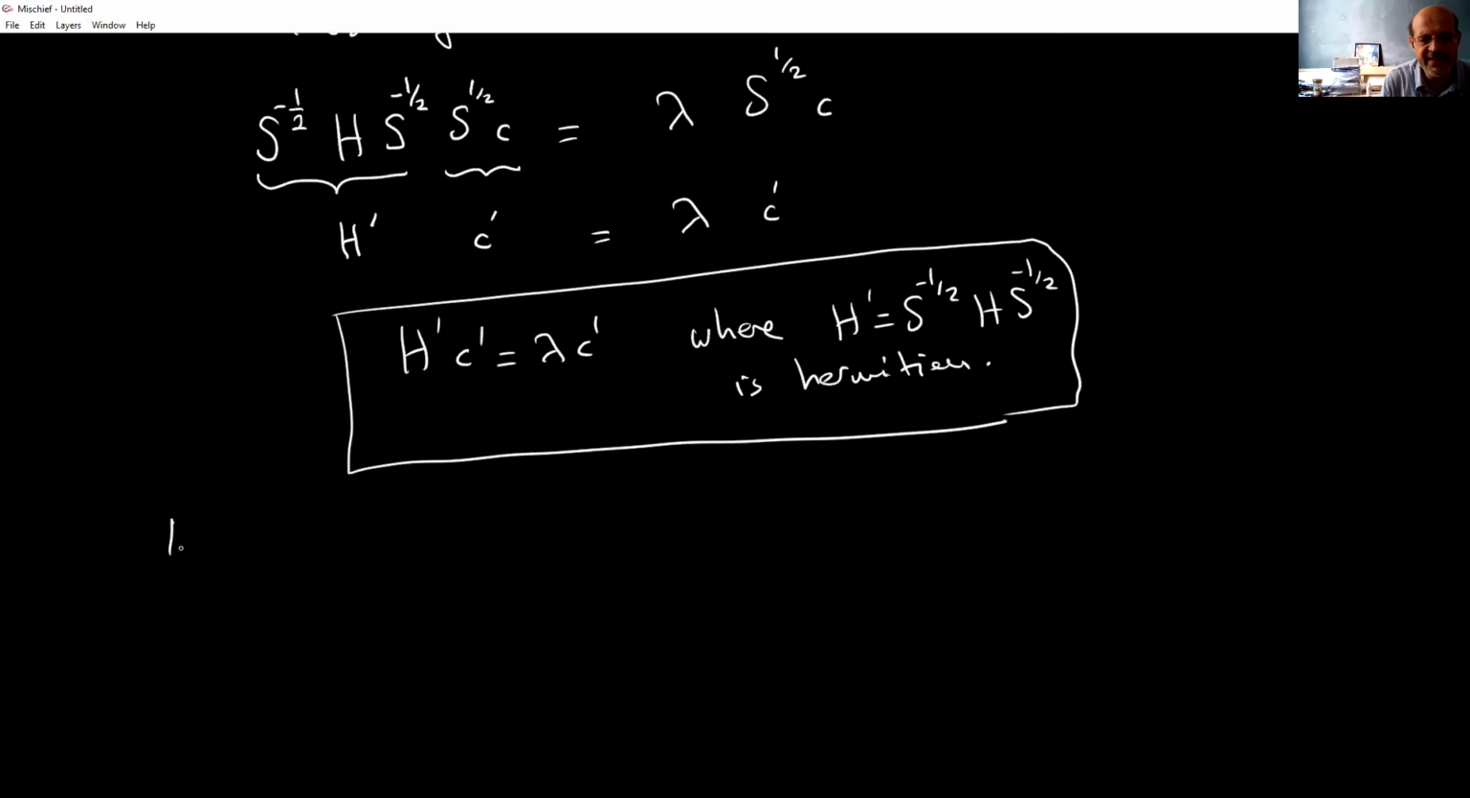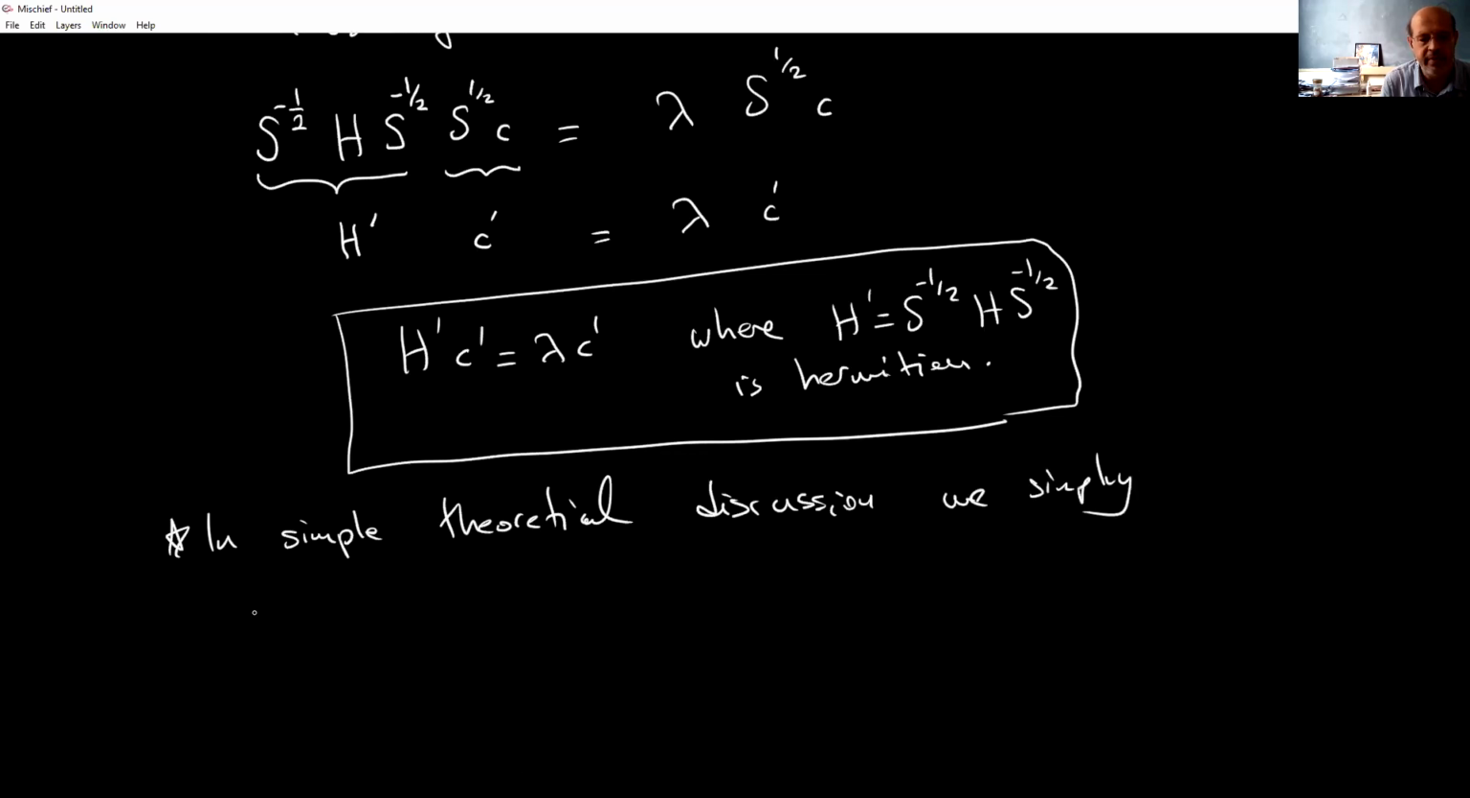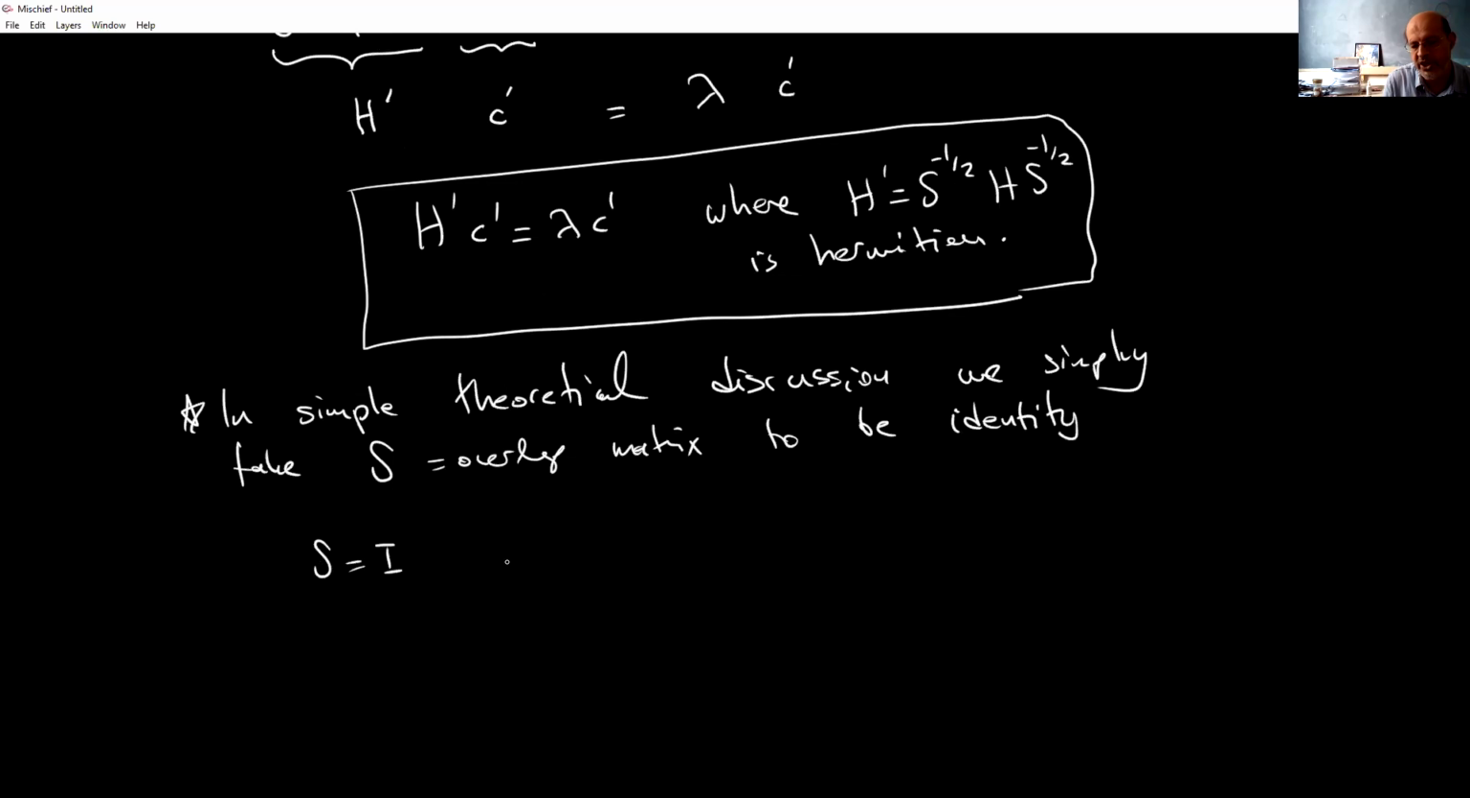So let's say it like this. In simple theoretical discussions, we simply take S, right? This is the overlap matrix, to be identity. You just choose S to be equal to identity, which implies the matrix elements S_ij are the Kronecker delta, so that's <phi_i|phi_j>.